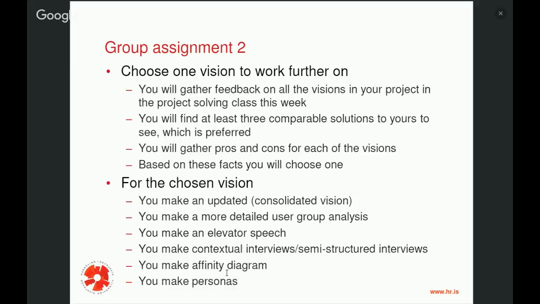If you're not able to do that, you are allowed to do semi-structured interviews, but I would prefer that you do contextual interviews. But whichever interviews you do, you will make an affinity diagram, which is actually structuring the results from the interviews, and you will make new personas for this vision. So this is project 2.